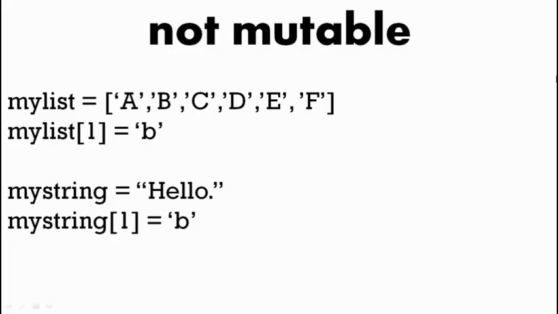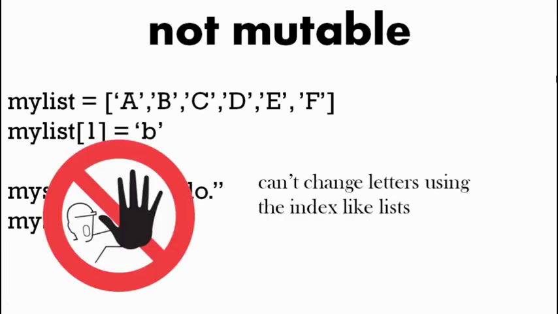Here's a useful tip. When you want to change an item in a list, it's very straightforward. You can do that. So in this example, my list 1, which is the uppercase B, we can change to lower b. In a string, you cannot change it. The word in Python is mutable if you can change it. A string is not mutable. It means you can't change it using the index. You can't change the letters using the index like lists.